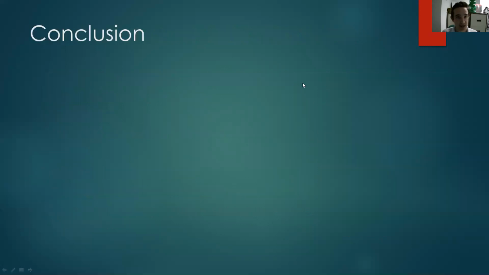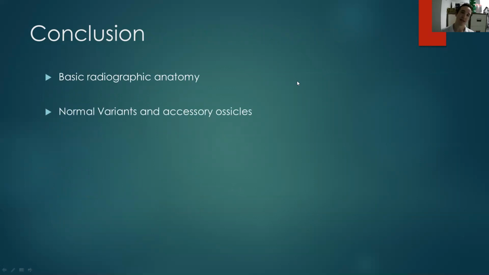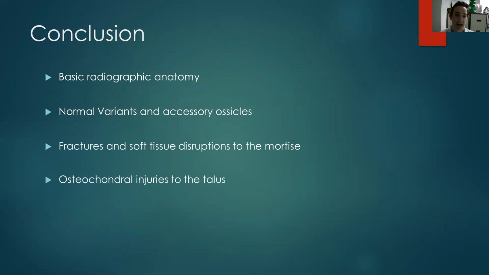Okay, so that concludes our talk. We've discussed the basic anatomy. We've discussed a few additional areas to incorporate within our radiographic search. We've looked at some common normal variants, your accessory ossicles around the ankle, the most common fractures and their relationships with the bony ring, and the osteochondral injury to the talus, which is, I guess, something to really take home from this talk. And then we've wrapped up with a few of the more common avulsion fractures as well.